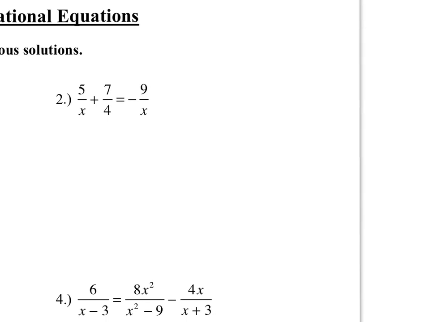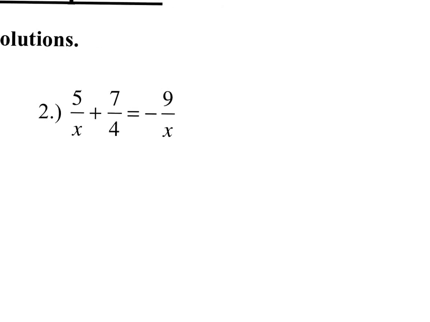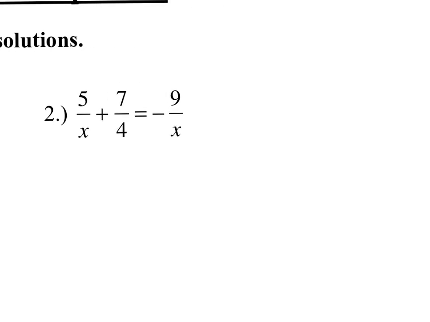For number 2, again, I'm going to use the idea of figuring out the least common denominator. So if I look at my denominators of all of my fractions, you have x, 4, and x. So their least common denominator would be 4x. So I'm going to multiply every single fraction by 4x.